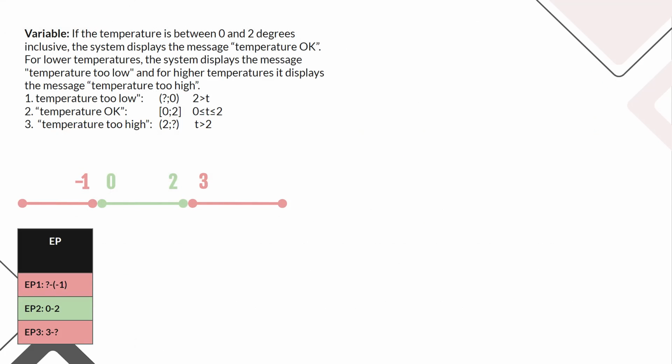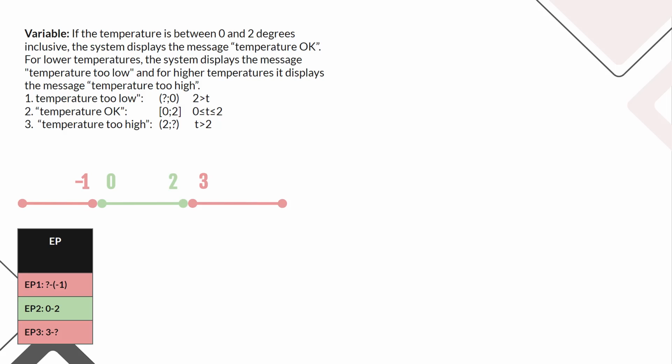We have a very clear and understandable description. If the temperature is between 0 and 2 degrees inclusive, the system displays the message temperature OK. For lower temperatures, the system displays the message temperature too low, and for higher temperatures it displays the message temperature too high. Accordingly, we define 3 equivalence partitions, 1 valid and 2 invalid.